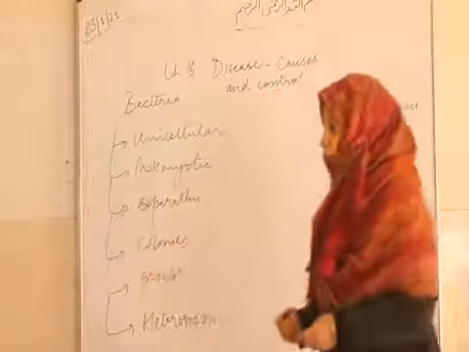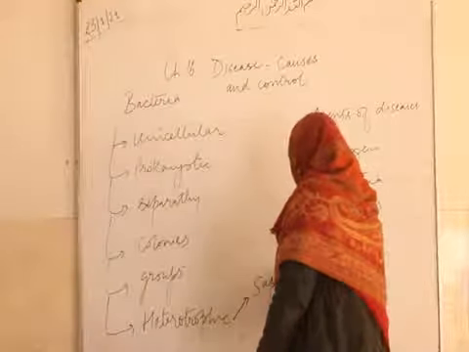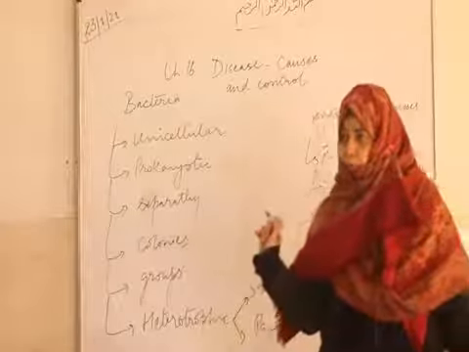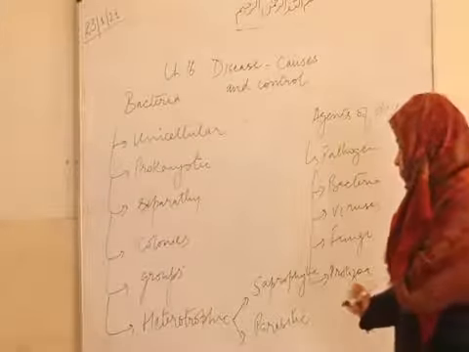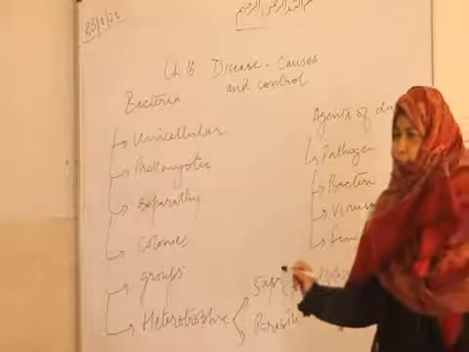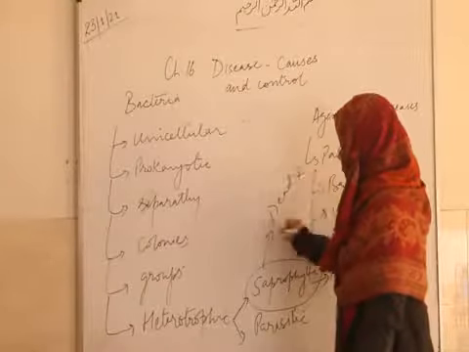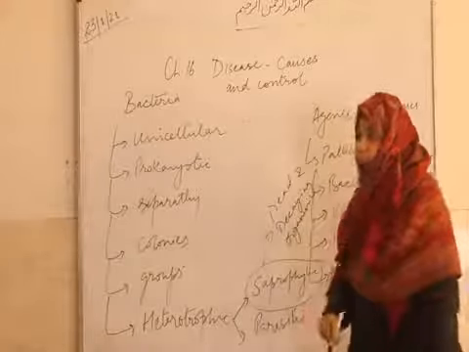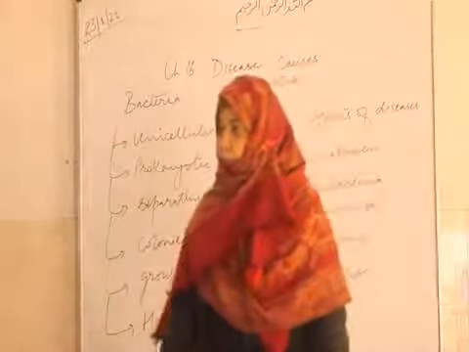Heterotrophic means depending on other sources for food. So heterotrophic bacteria can be saprophytic or parasitic. What is saprophytic? They feed on dead and decaying organisms. Parasitic means living on or inside a living host. This is the difference between saprophytic and parasitic.